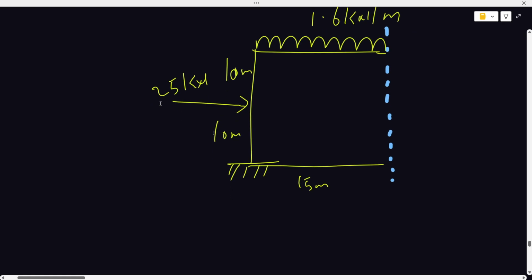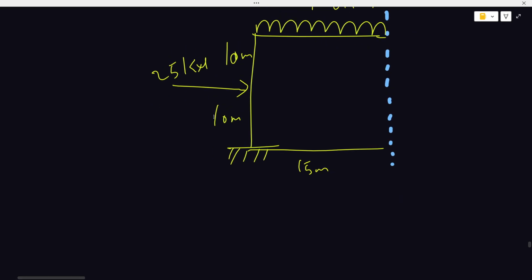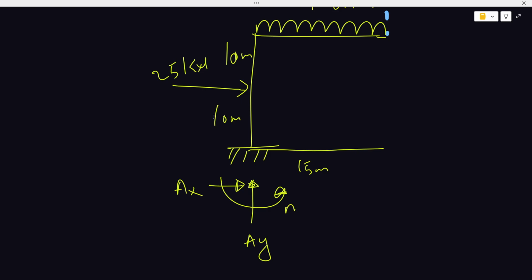So the first step, let me erase this so I can see it well. The first step is to solve for the support reactions. That's the first step. Solve for the support reactions. So we have, of course, you draw your free body diagram. Then directions. Let's call this AY. Let's call this reaction AX, and let's call this M. That's the first step.